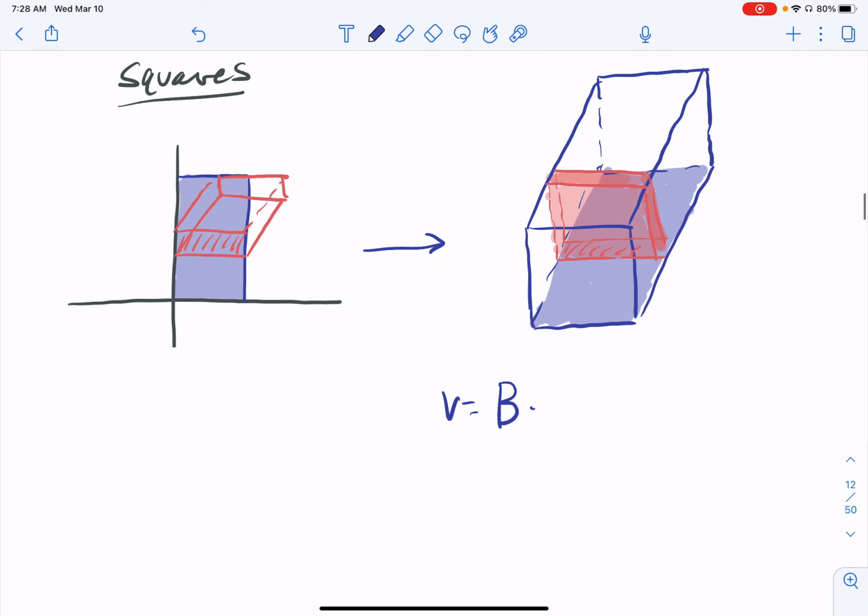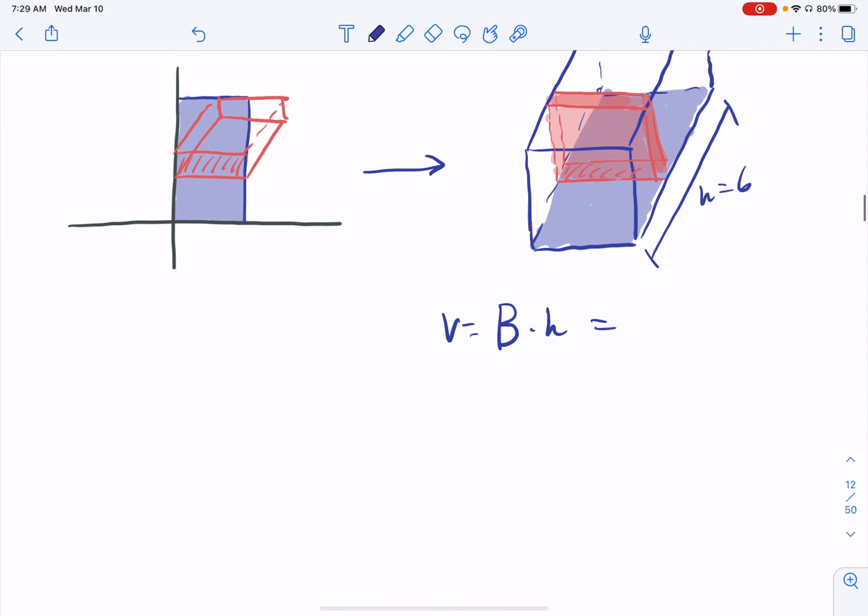And the height, where are you going? Is going to be our height. And our height is this piece of our rectangle for this one, which has a height of 6, I do believe. Multiply it times our height, area of our base.